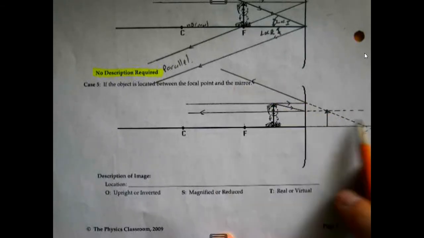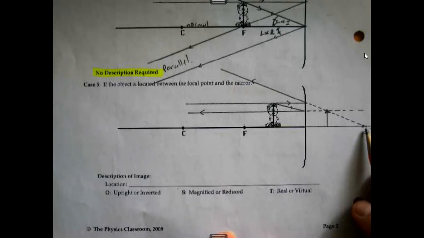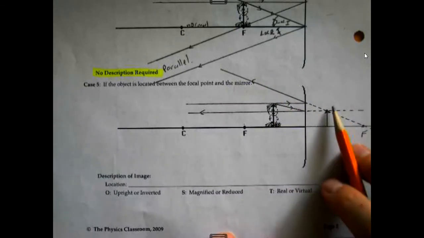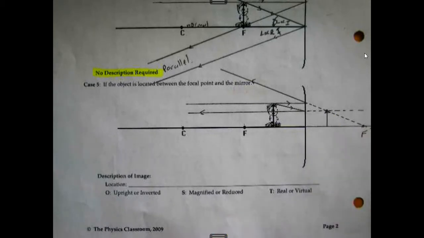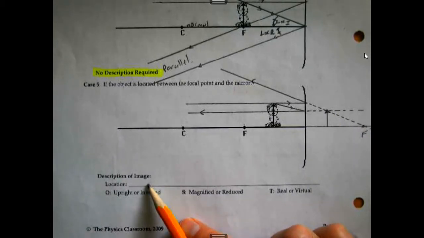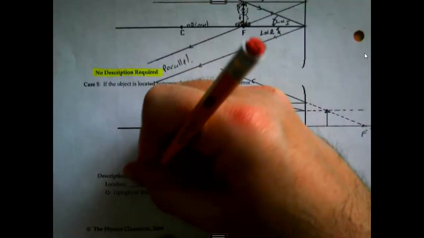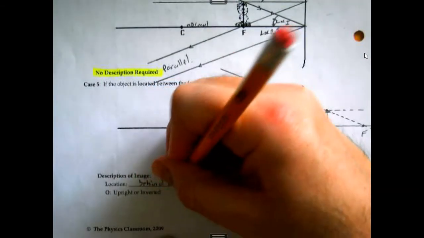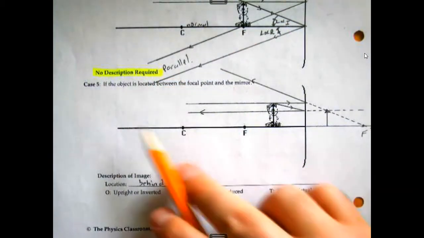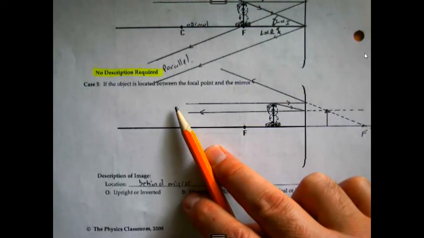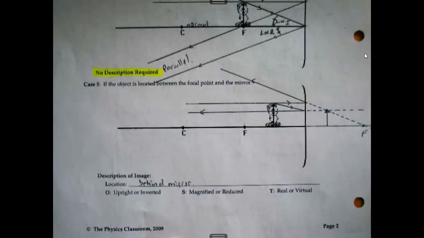This one reflects as if it went through the imaginary focal point, and we extend those lines behind it. And this is where our image is. So if you had to describe this one, the location is, I guess we could just say behind the mirror. It's not beyond C. It's not between C and F. It's not at F. It's not at C. It's on the other side of the mirror.